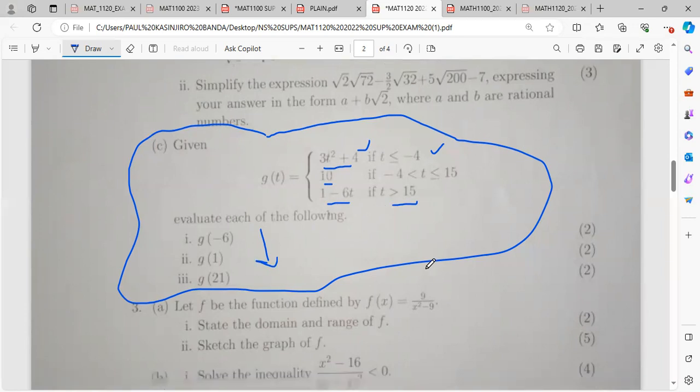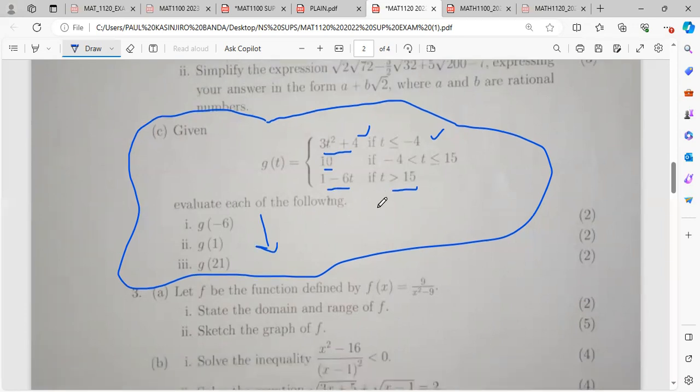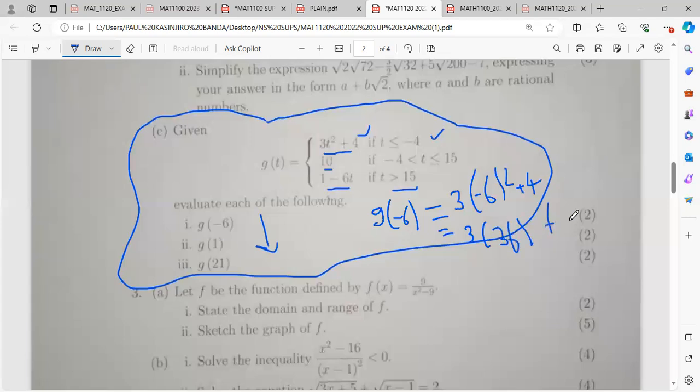So, starting from right here. If you say g of minus 6 is equal to, you're going to use this equation here on top. So it will be 3, then wherever there's t, you put it, t squared plus 4. So what are we going to get here? 3 multiplied by, what is minus 6 squared? Just 36. Okay, then plus 4.